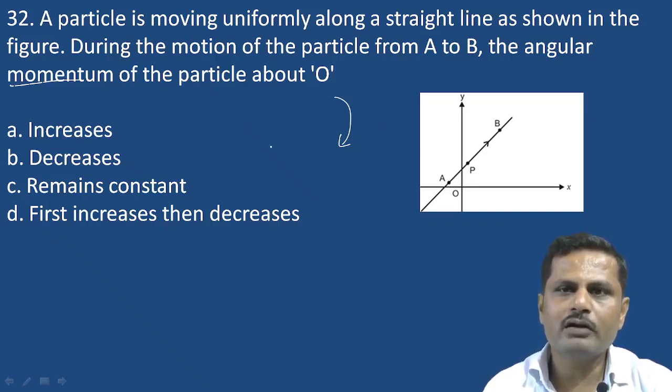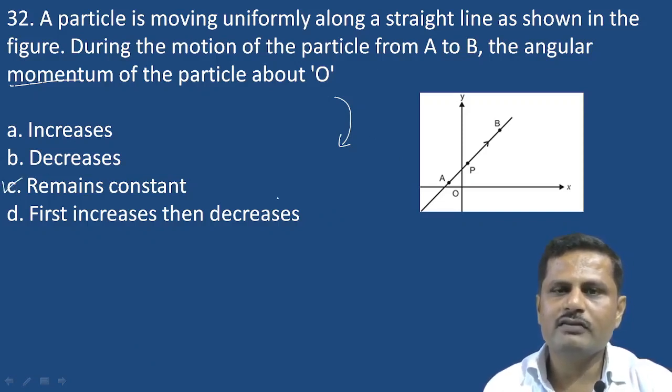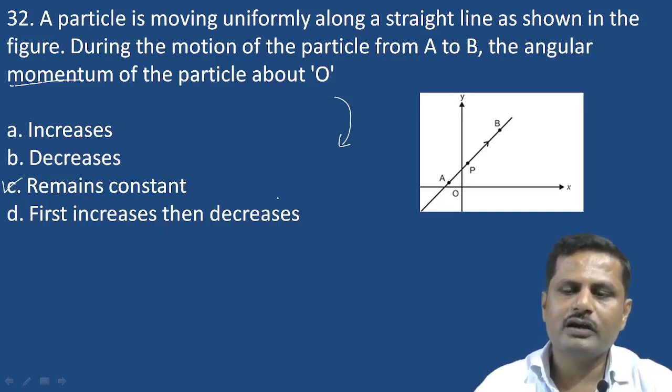Keep in mind that the angular momentum of a particle moving in a straight line path remains constant, and the change in angular momentum remains 0. Since the particle is moving in a straight line path and they are asking for the angular momentum, it remains constant. So option C is the right answer. Okay, moving to the next question.